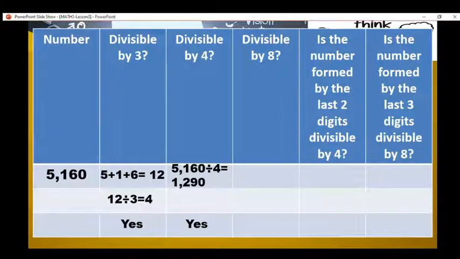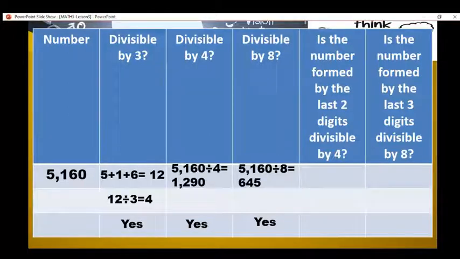How about is it divisible by 8? Let's check again by dividing it. 5,160 divided by 8, we got 645. So we can say that 5,160 is divisible by 8.